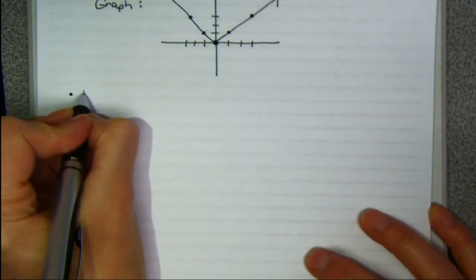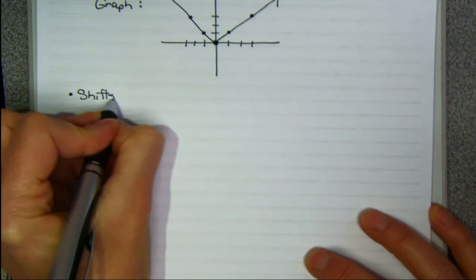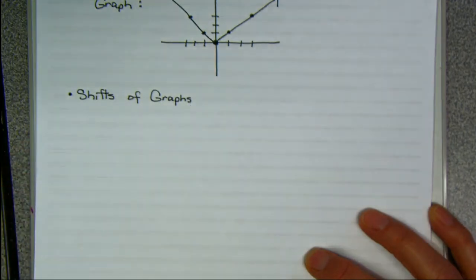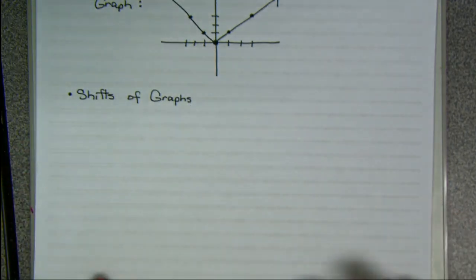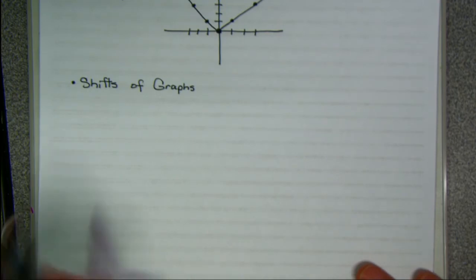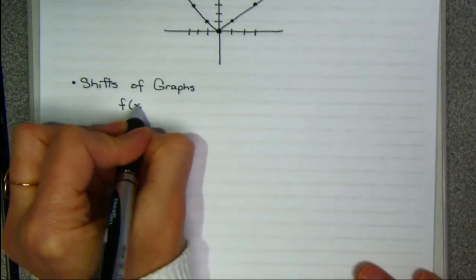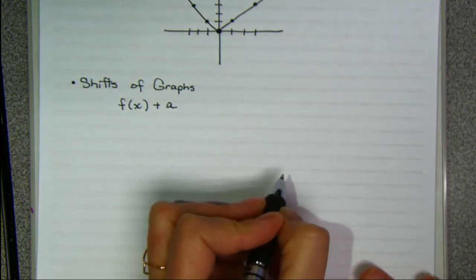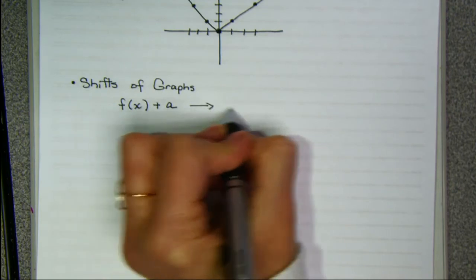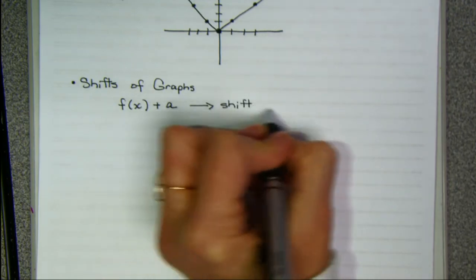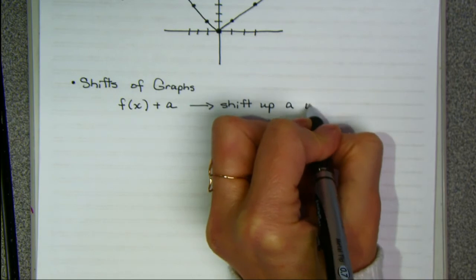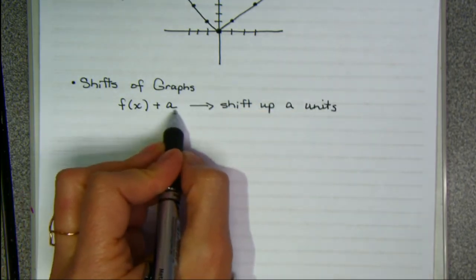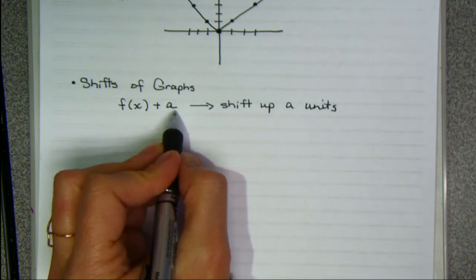Okay? All right, now, one of the things we're going to use this graph to do is look at the shifts of graphs. Meaning we're going to take a graph and we're going to shift it. One of those is when you take the function and you add a value. This tells us to shift up a units. So like it might say +3, so we would shift the graph up 3 units.